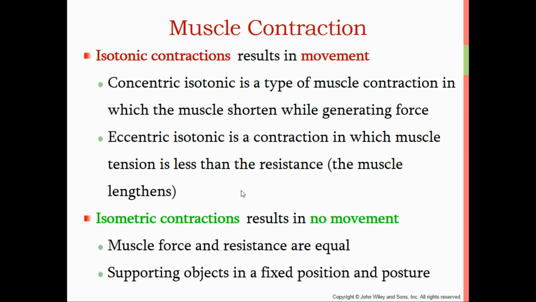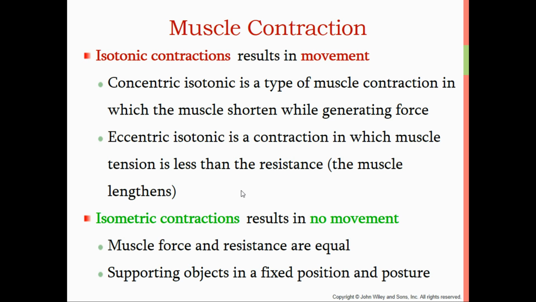And isotonic is any muscle contraction that results in movement. So most of your weightlifting and exercising that we do uses isotonic contractions. Concentric isotonic is a type of muscle contraction in which the muscle shortens while generating force. Eccentric isotonic is a contraction in which muscle tension is less than the resistance. The muscle lengthens. So stretching is considered a type of isotonic muscle contraction, or not even a muscle contraction, but just a muscle movement.